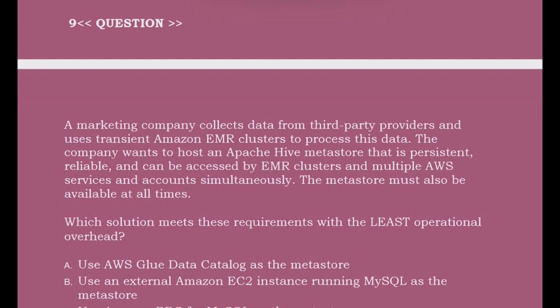Question is, a marketing company collects data from third-party providers and uses transient Amazon EMR clusters to process this data. The company wants to host an Apache Hive metastore that is persistent, reliable, and can be accessed by EMR clusters and multiple AWS services and accounts simultaneously. The metastore must also be available at all times. Which solution meets these requirements with the least operational overhead?